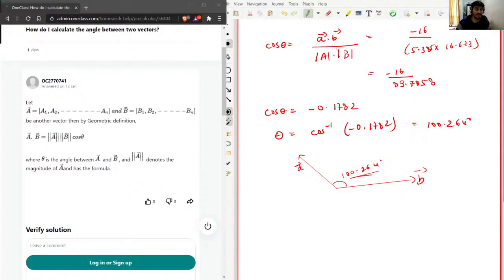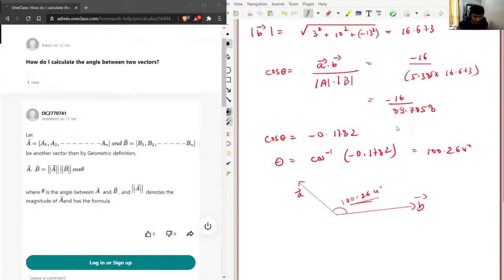And in cases where the angle between them is 0 degree, a dot b over magnitude of a and magnitude of b will be 1. Basically a dot b will be equal to the product of these magnitudes, and obviously we'll get cos theta equal to 1 when theta is equal to 0. So like vectors are aligning with each other, or they have the same direction.